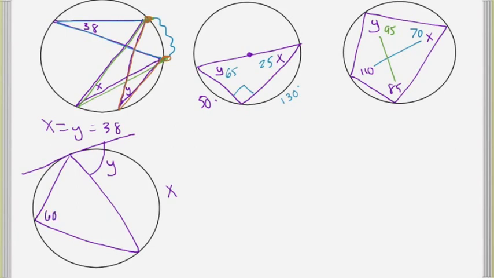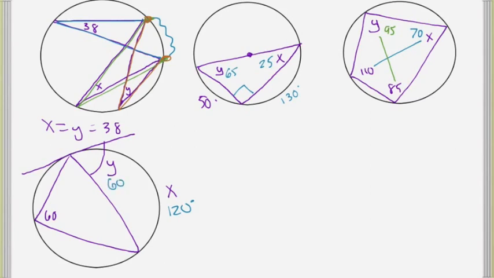Okay, x is the arc in this one, y is that angle, and we're given another angle in there, 60. So how can we find x or y? X is 120. Our first major theorem today said an inscribed angle is half as big as the arc. So 60 is half as big as 120. That arc should be twice as big as the angle.